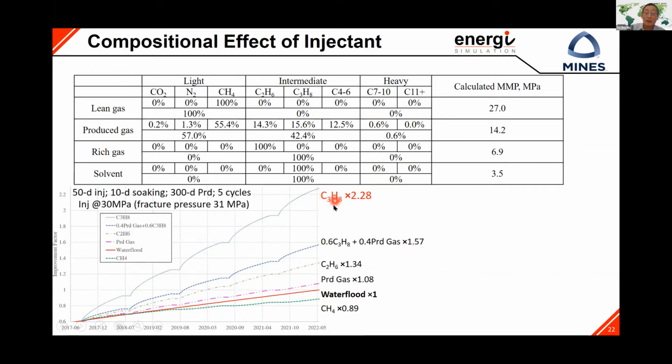For example, for this composition we have a better result, including a 2.28 factor. So we increase the recovery factor by only changing the composition of injected gas, making it a little bit of rich gas injection, not a lean gas, not pure CO2, not pure methane here, right? The improvement is not that big.